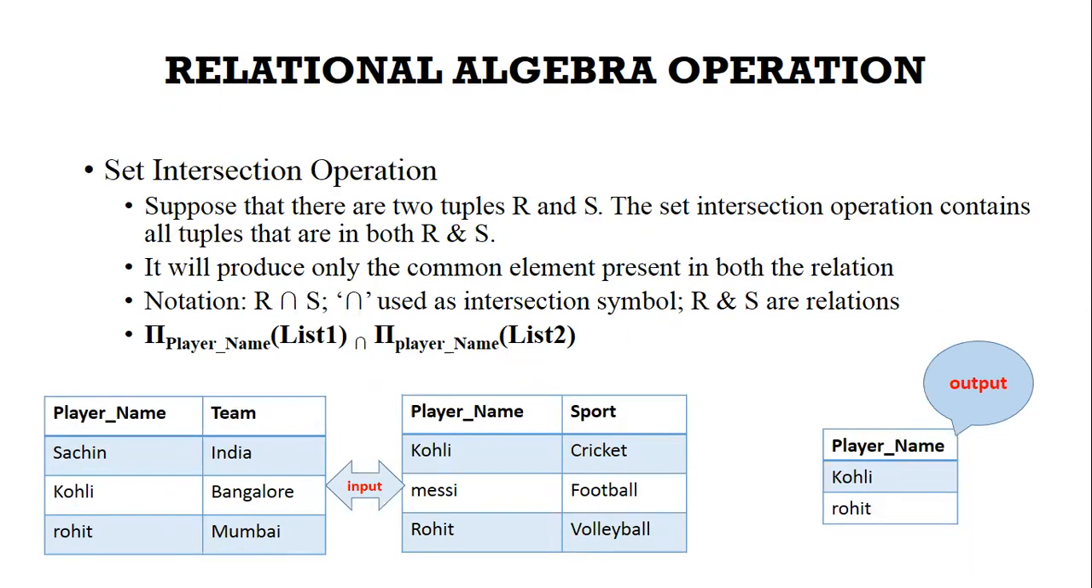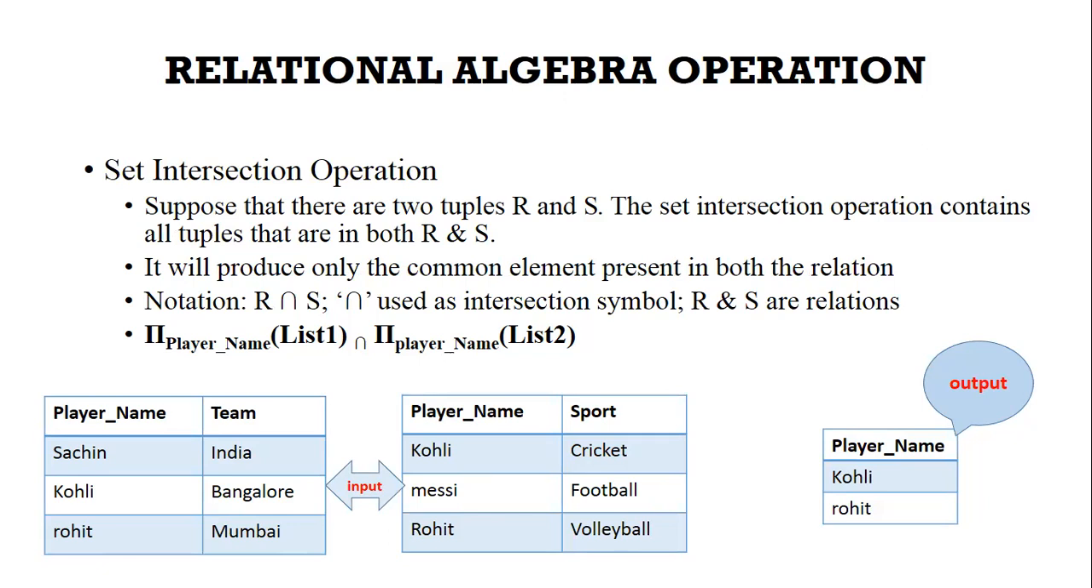The next thing is the set intersection operation. Suppose there are two relations R and S. The set intersection operation contains all tuples that are in both R and S. So it will produce only the common elements present in both relations. The notation will be R intersection S, where the ∩ symbol is used as the intersection symbol, and R and S are relations.